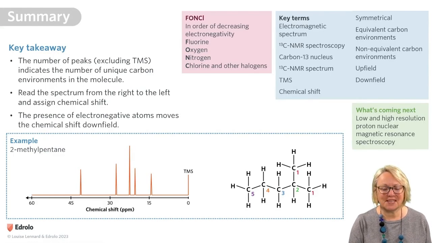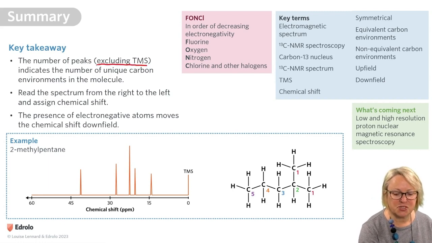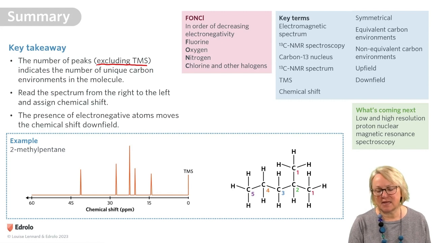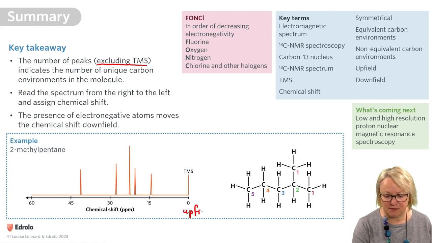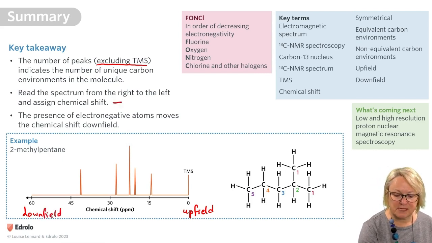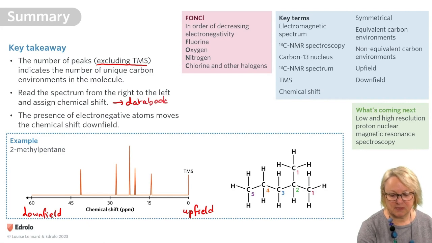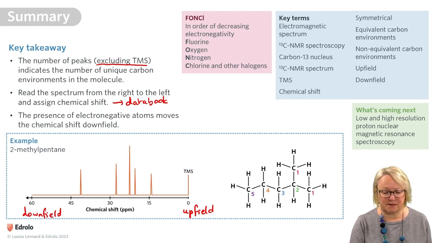Okay, so let's summarise what we've learned. The number of peaks excluding TMS, which is the calibration point, indicates the number of unique carbon environments in the molecule. So always look for some points of symmetry within the molecule. Read the spectrum from the right to the left. So the right is upfield, the left is downfield, and assign chemical shifts based on the values in the data book. The presence of electronegative atoms such as fluorine, oxygen and nitrogen moves the chemical shift values downfield.